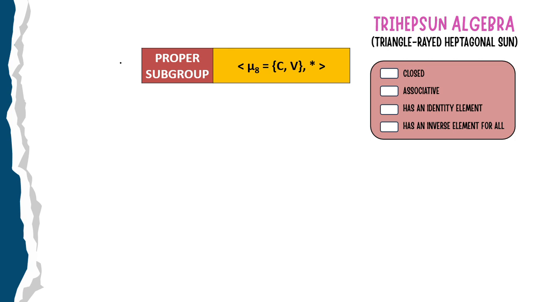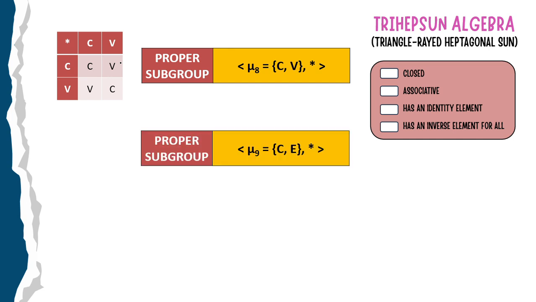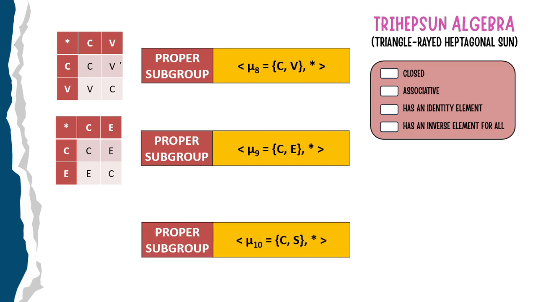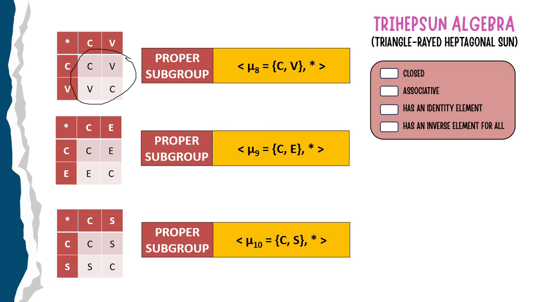So we have here mu8 is equal to CV under the binary operation star, and this is its table. Also for the next, we have here the table, and for mu10, we have here our table. Now let's check if they are closed, associative, has an identity element, and inverse element to say that this group or subgroups. So we have here the resulting elements of all.